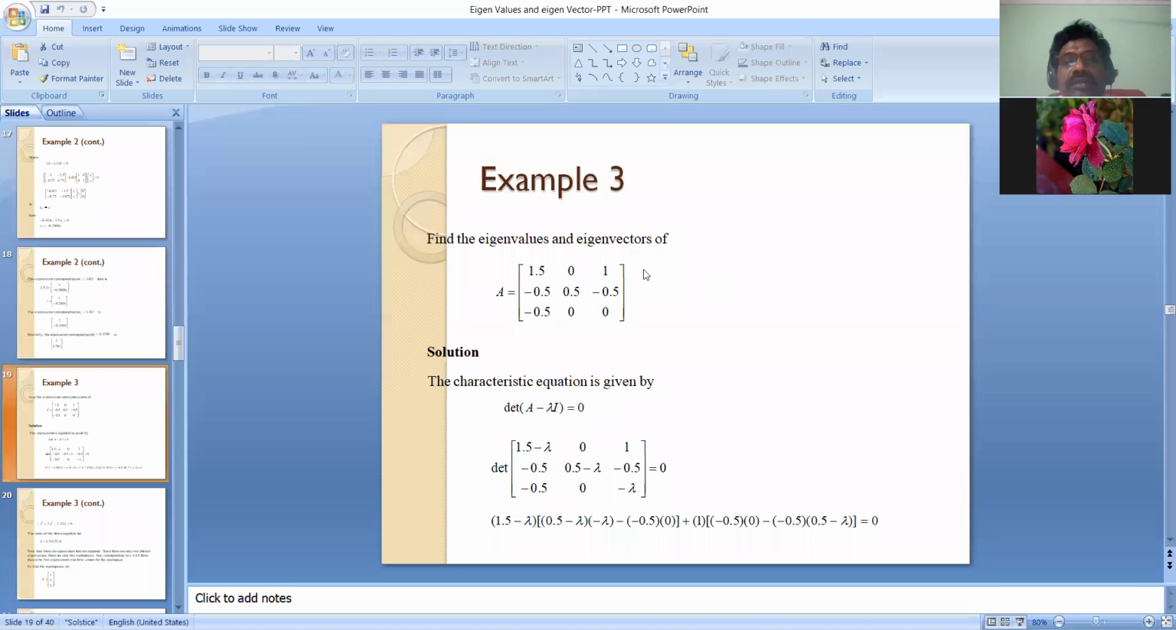Morning. Today we are going to discuss eigenvalues and eigenvectors. What is the characteristic equation?